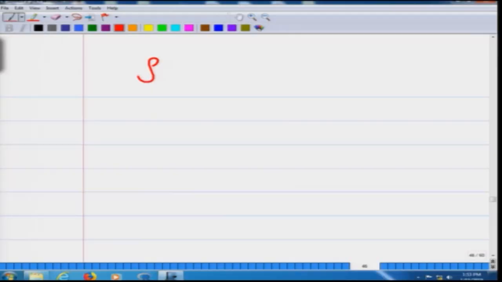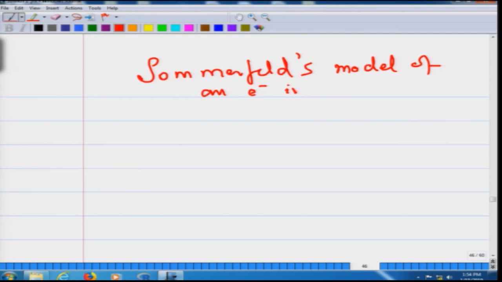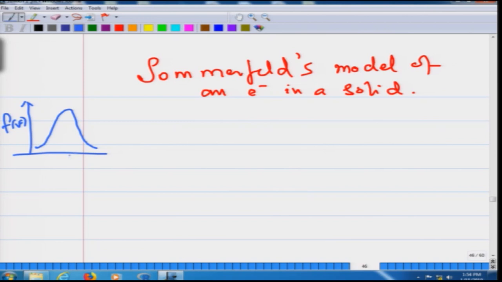So, we look at Sommerfeld's model of an electron in a solid. If you recall, Drude's model had basically a Maxwell distribution of electrons inside the solid. The probability distribution of the electron as a function of velocity has this Gaussian-type shape, and this was the Maxwell-Boltzmann distribution.